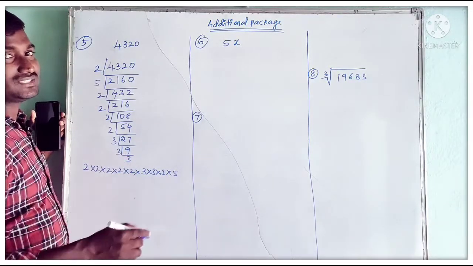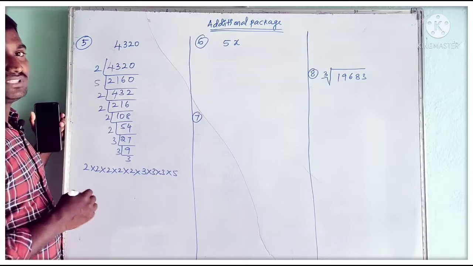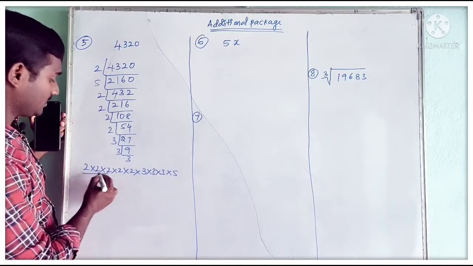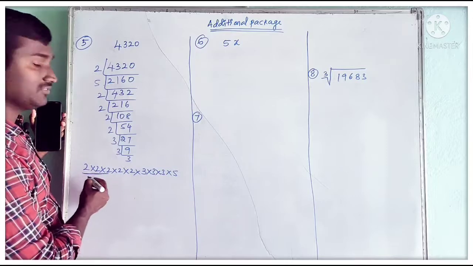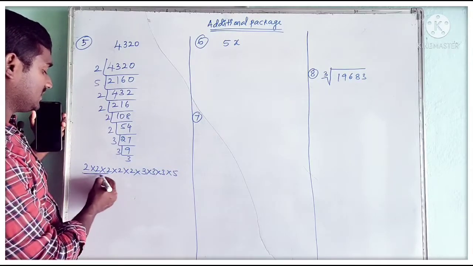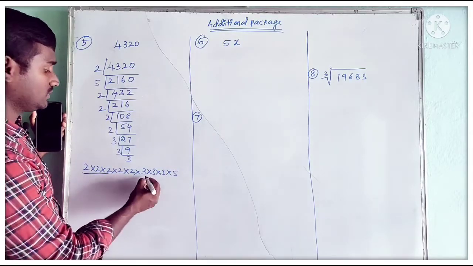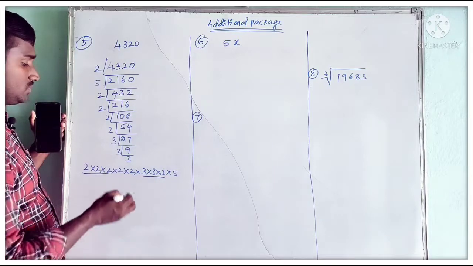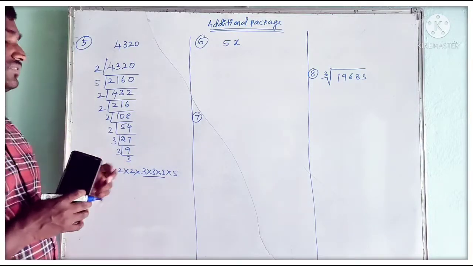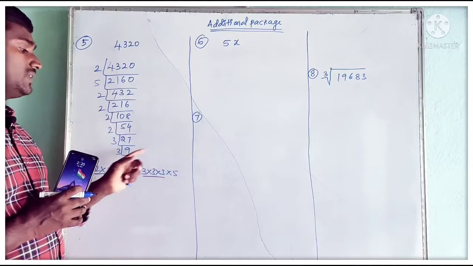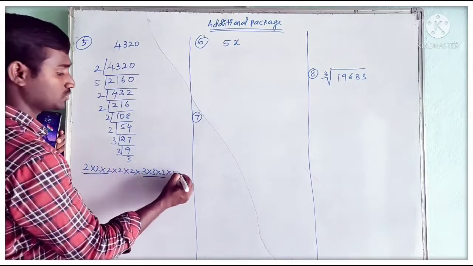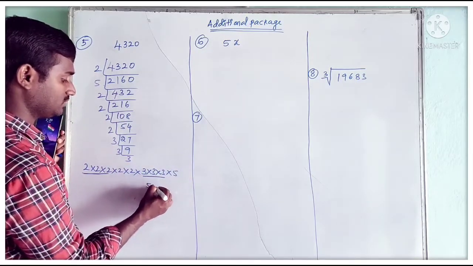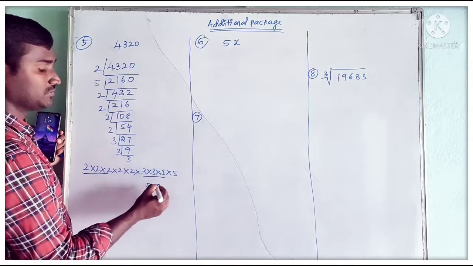So make the perfect cube of prime factorization in the group of 3 similar factors. Yes. So you can make a group for every 3 similar factors. So these 3 2s have 1 group. So here only 2 2s we have. So these 3 3s have 1 group. So how many 2s and how many 5s we need more to make groups? So we need 2 5s. Yes. So 5 into 5. So 2 5s, then it becomes a group.